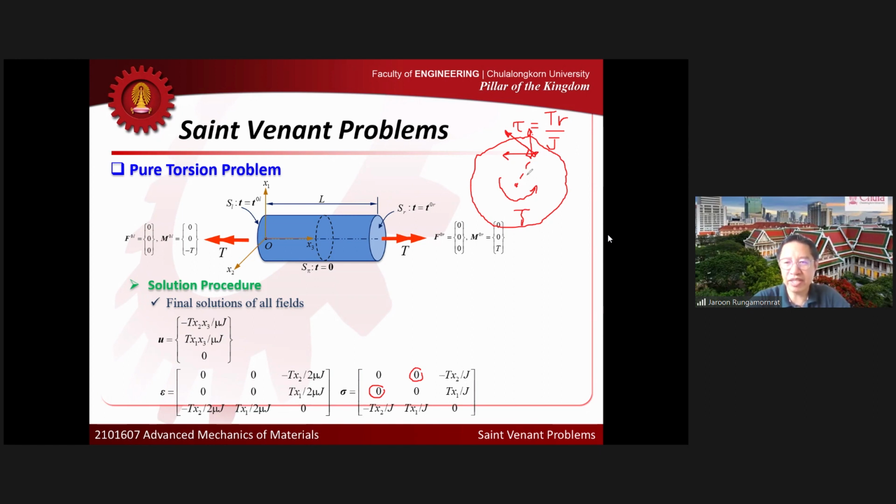Because R is simply the distance here. Okay, so when you take the component, for that one you have to change R to X2, right? And you have to change R to X1 for that component. Because when you plug it in here, when you take the component, you're gonna have R cosine theta and R sine theta. R cosine theta becomes X1 and R sine theta becomes X2, right? And that ends up with exactly the same shear stress components here.